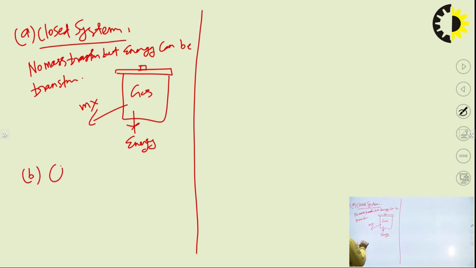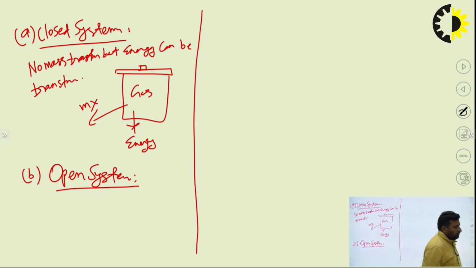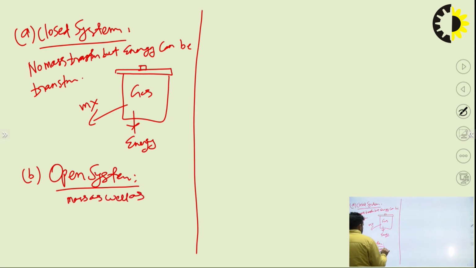Now the second one is open system. Here, by the name, we can judge that in an open system something will be transferred, and mass may be transferred in an open system. So in this, mass as well as energy can be transferred.